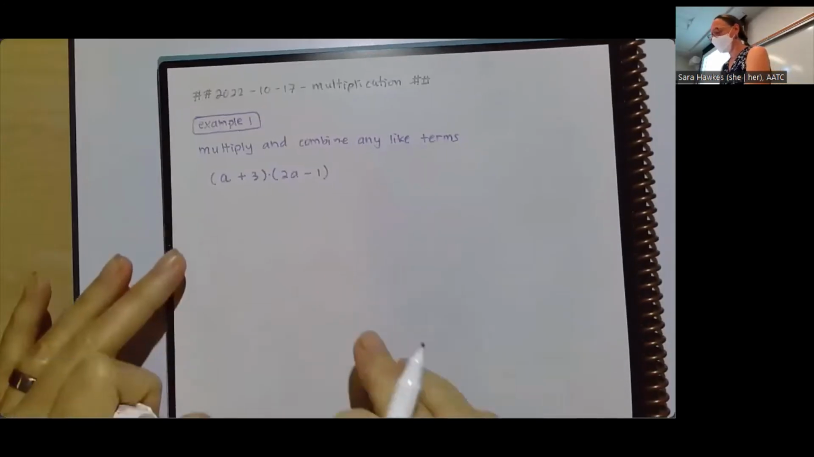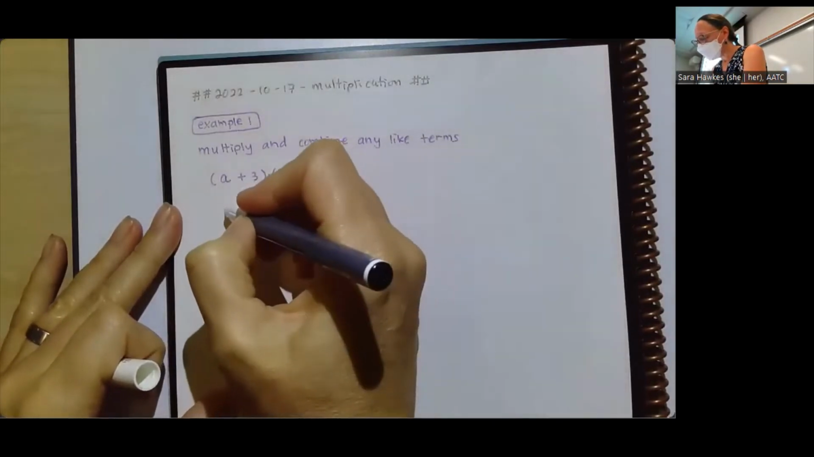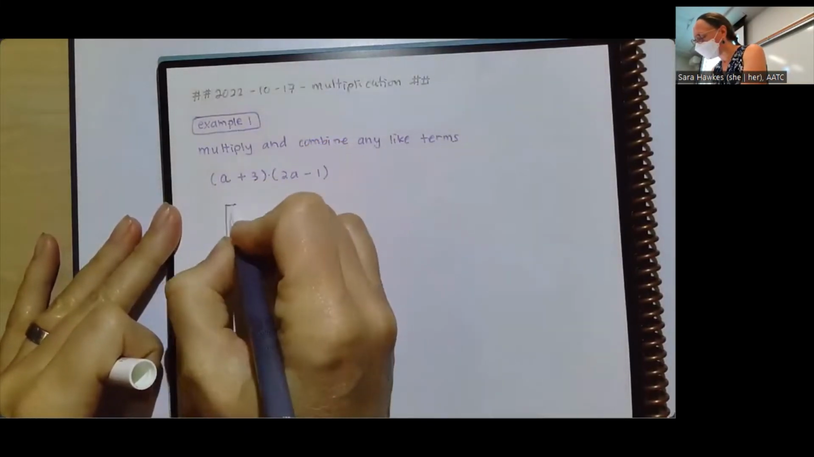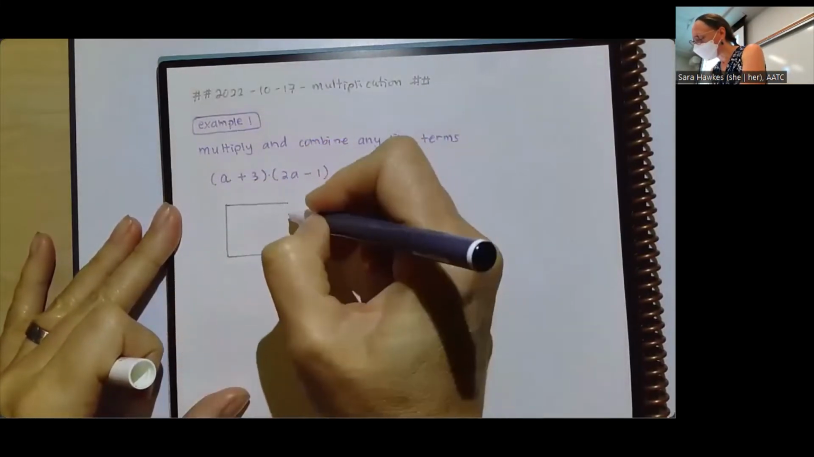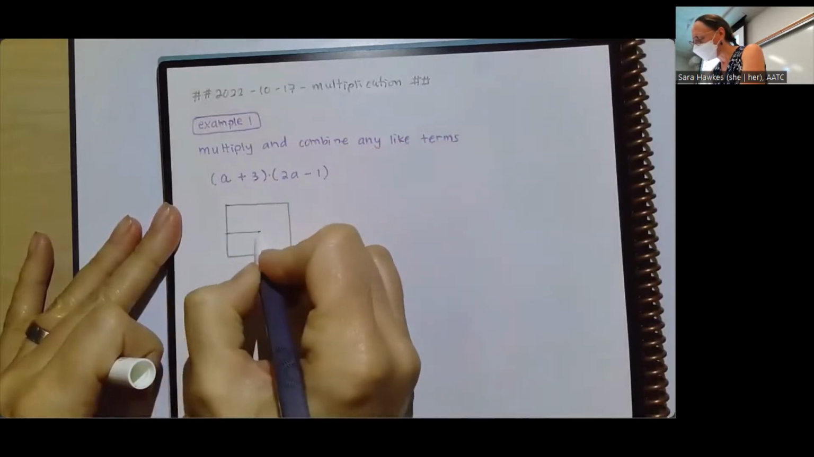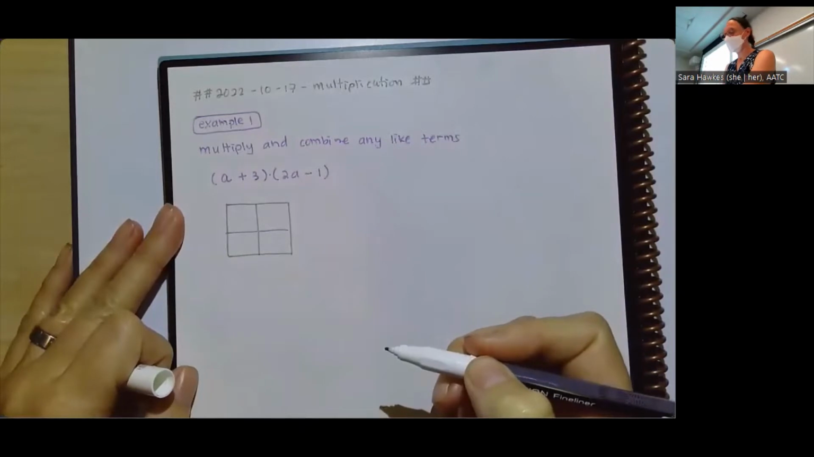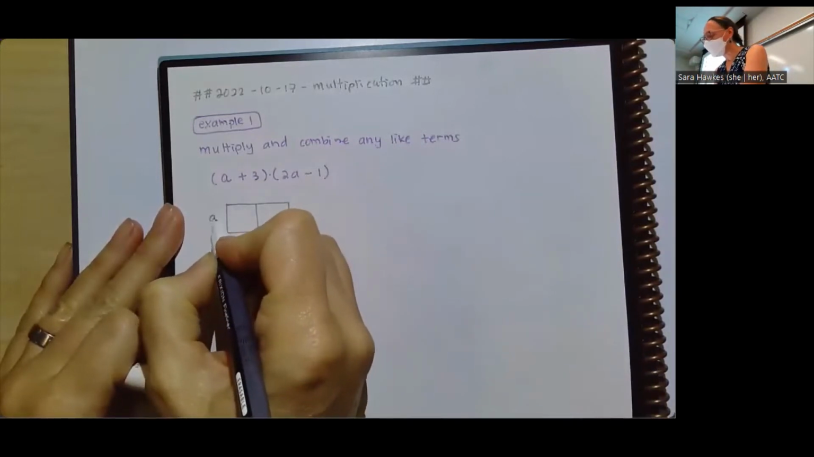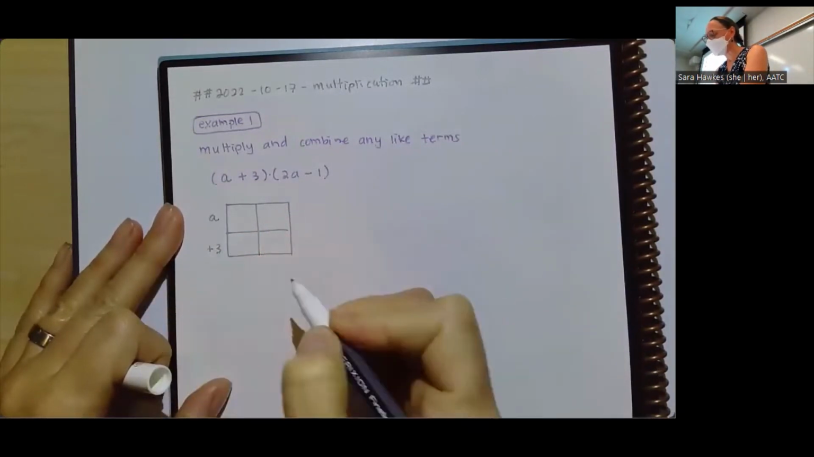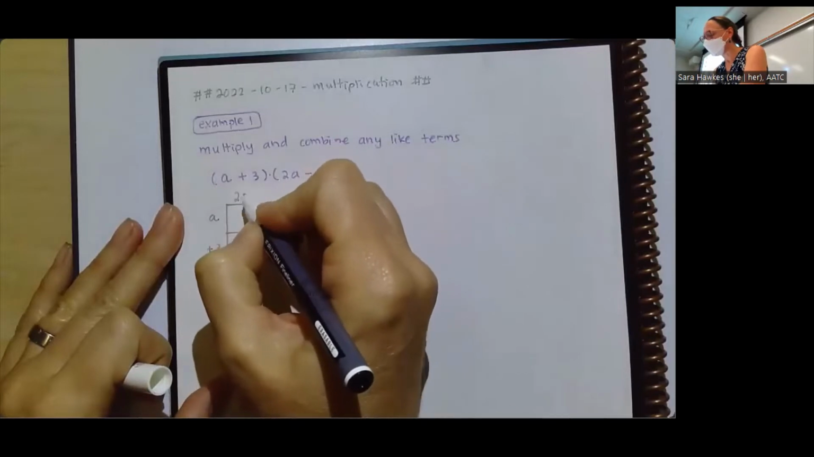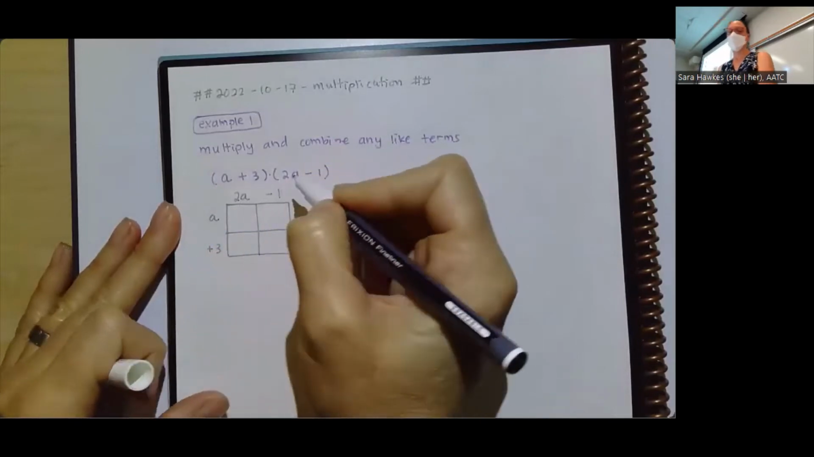I wanted to show some work. One option here is to think about this like I'm finding area. So I've got an A and a +3, and that's being multiplied by a 2A and a -1.